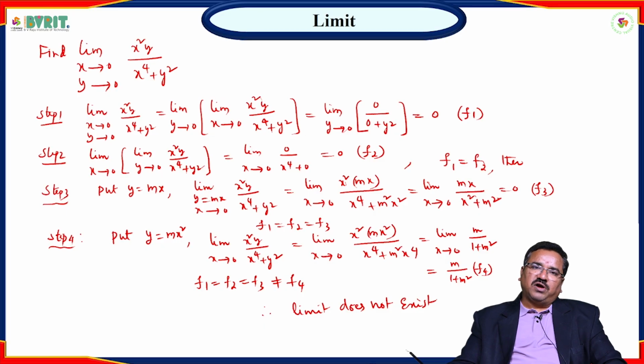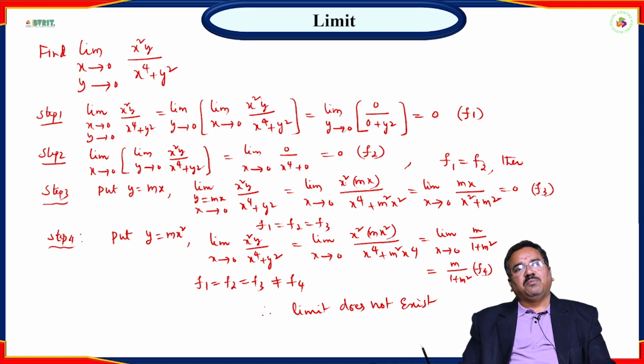If f1 is equal to f2 is equal to f3 not equal to f4, the limit does not exist. If all are equal, we can say the limit exists. Therefore, the limit does not exist because the value of the limit depends on the path. When we say it exists, the value of the limit is independent of the path.